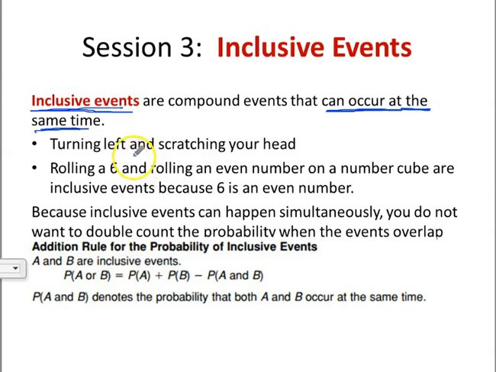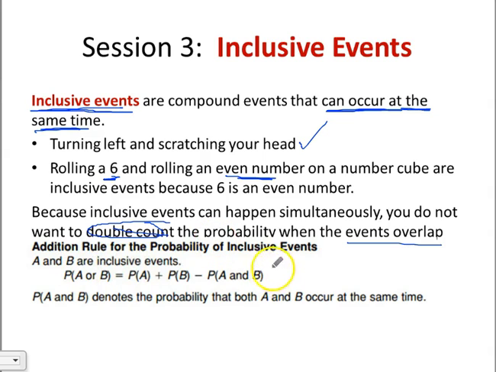For example, turning left and scratching your head. You can do both of those at the same time, so that would be considered an inclusive event. Rolling a 6 and rolling an even number on a number cube are inclusive events because 6 is an even number, so you can have both of those happen. Because inclusive events can happen at the same time, you don't want to double count for any probability when the events overlap.